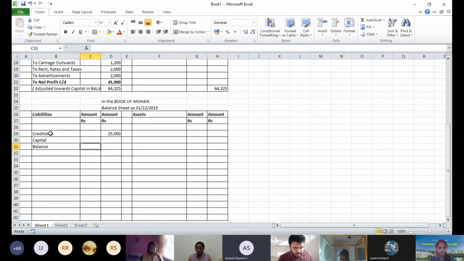1 lakh. Add net profit. It's not coming like this. Okay, I'm putting it like this. Add net profit. Because I'm doing it in Excel, it is giving me equations. So add net profit. How much is it? 41,900. So what is my answer? 1,41,900. I got my answer.